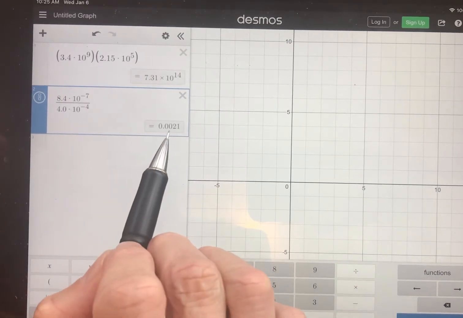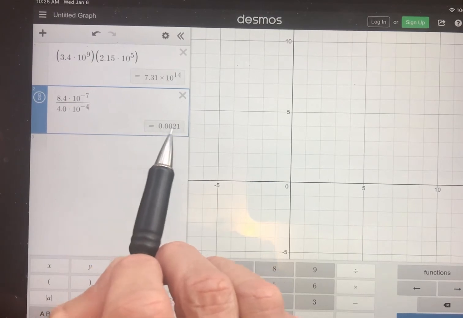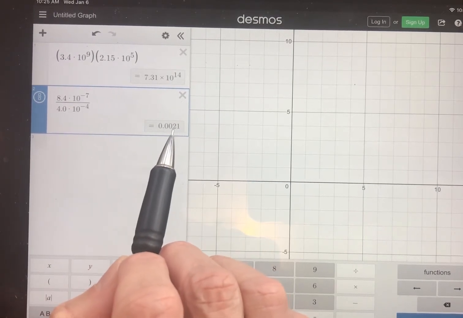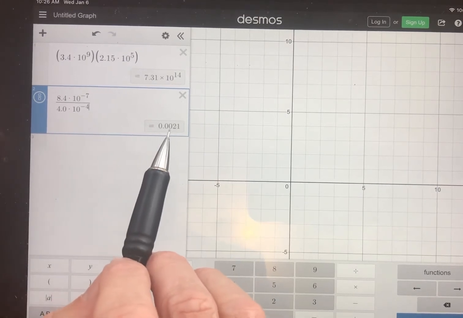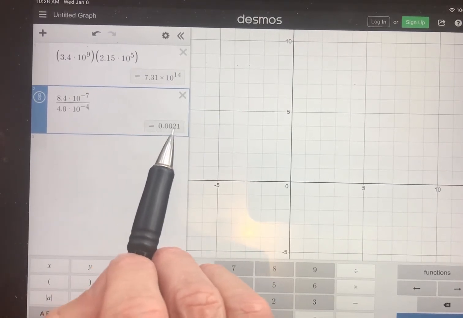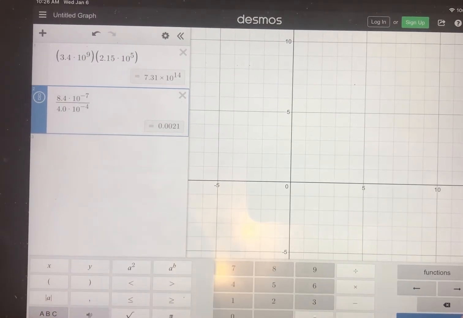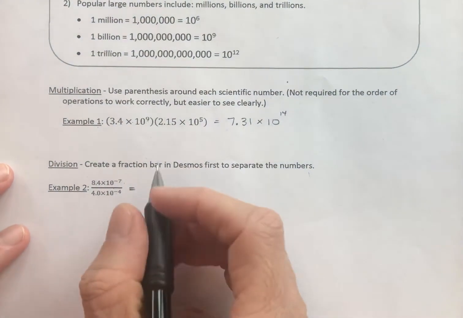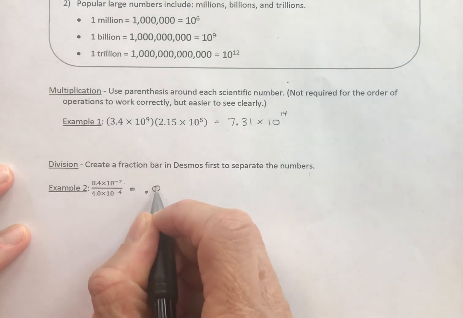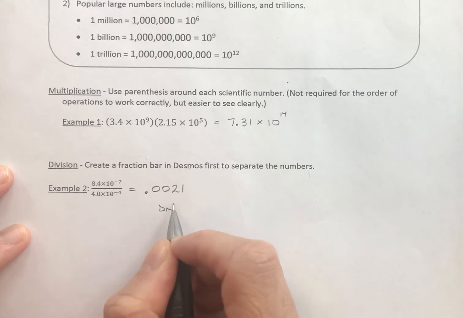And you can see Desmos has already given me the answer. Notice that this number is not so small. This is 21/10,000ths. Desmos is giving that to me in standard form or decimal form, because it can do that. It's not an extremely small number. So I've got 0.0021. Okay, come back to here. And Desmos told me this is 0.0021. Now note, this is in decimal notation.